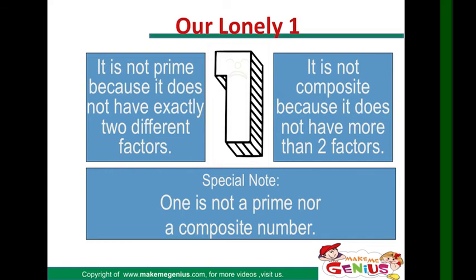Okay? Sabihin na natin 1 times 1 is equal to 1. Okay? So, hanggang doon lang siya. It has no more than two factors. Pangalawa, ang 1 ay hindi rin prime dahil it does not have exactly two different factors. Isang itsura lang ang makikita natin, which is 1. Okay? Kaya hindi siya prime, hindi siya composite. Okay? So, yun ang reason kaya ang 1 ay neither prime nor composite number.